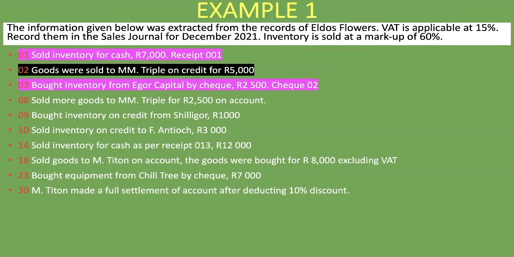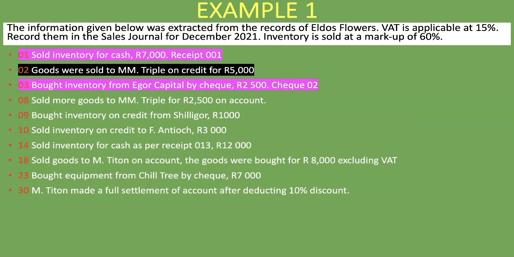On the 8th, we sold more goods to Triple for 2,500 Rand on account. So if we sold more goods on account, that goes into the sales journal. So we have to calculate the VAT output, the sales amount, and the cost of sales amount. The debtors control amount is the 2,500 Rand because that's how much we sold it to him for. And the 2,500 Rand includes the VAT and includes the markup.